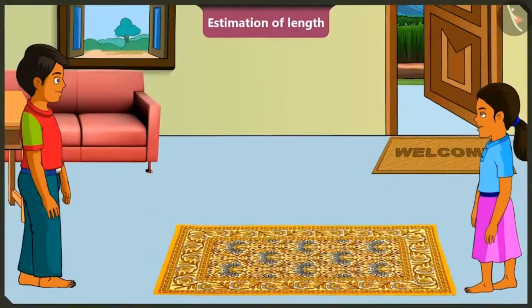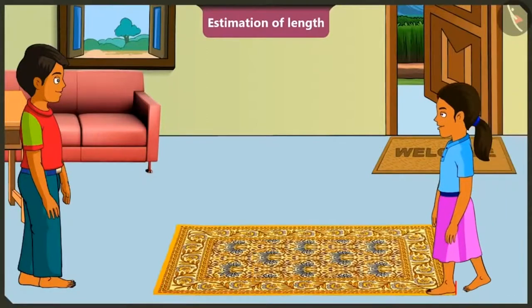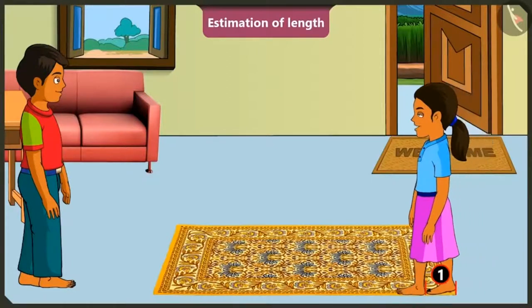Okay, so first of all, I will put my right foot on the carpet like this. So, this is the length of 1 foot span, right? Now, I will place the left foot in front of the right foot, slightly touching the right foot in front, like this. Then this would be the length of 2 foot span.